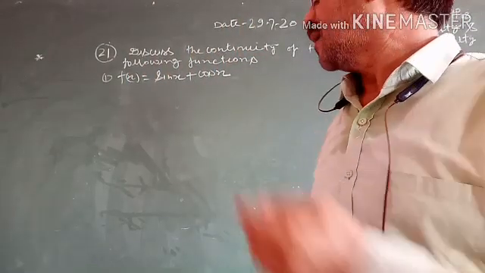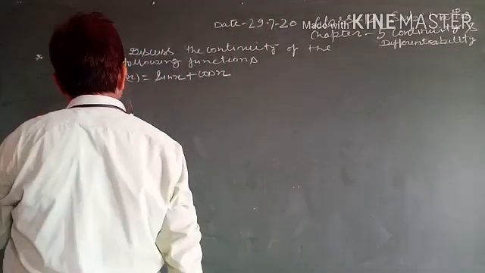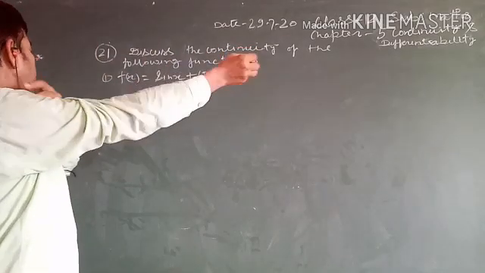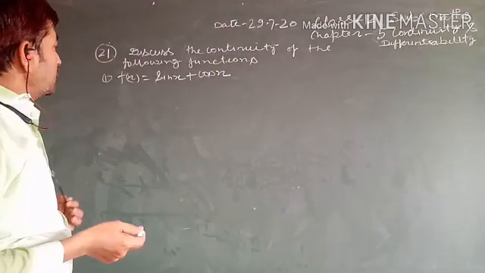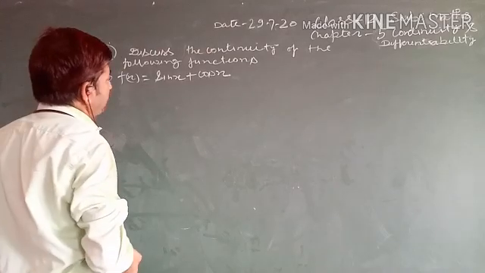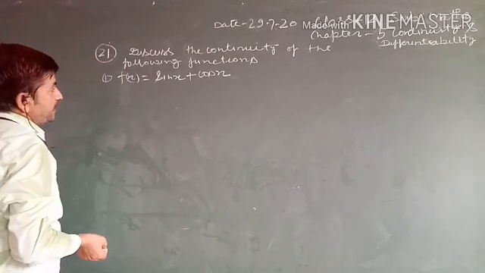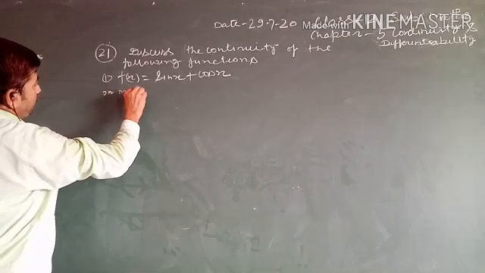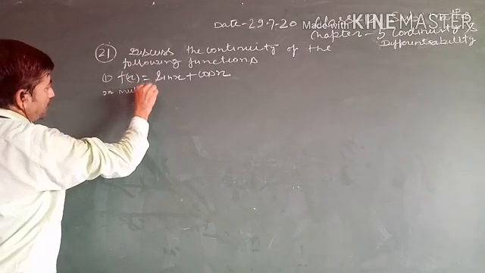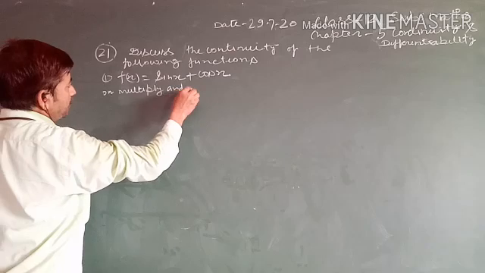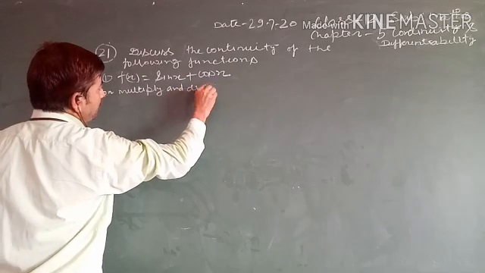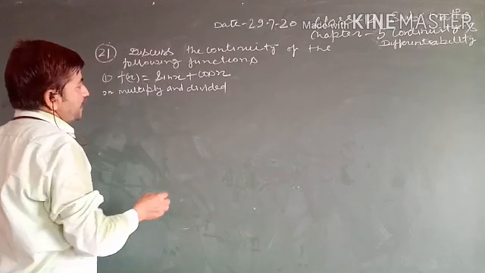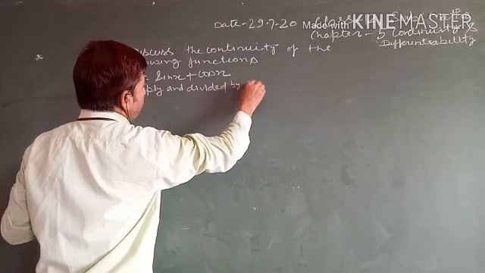Students, it is the sum of two functions. f(x) is the sum of two functions. First, I try to reduce it to one function. So we multiply it by root 2 and divide it by root 2, multiplied and divided by root 2.